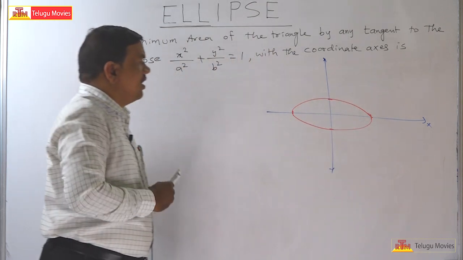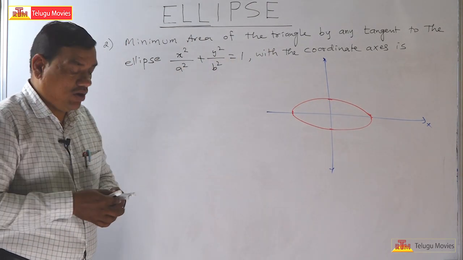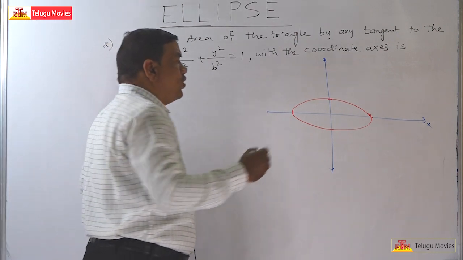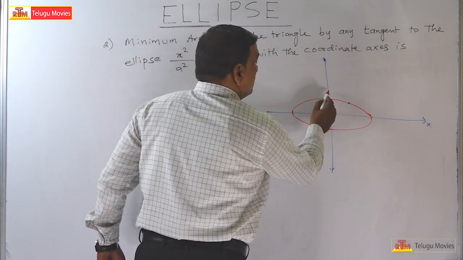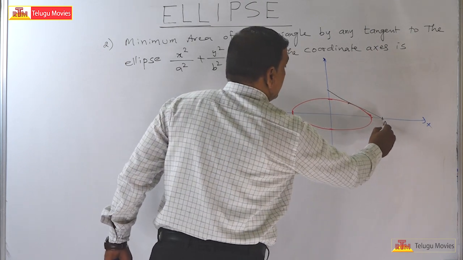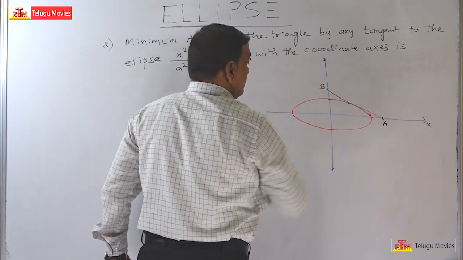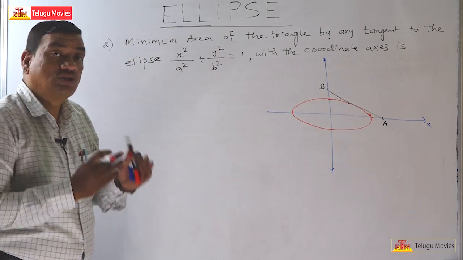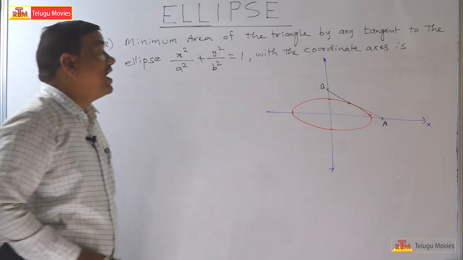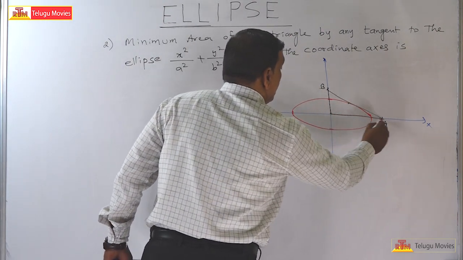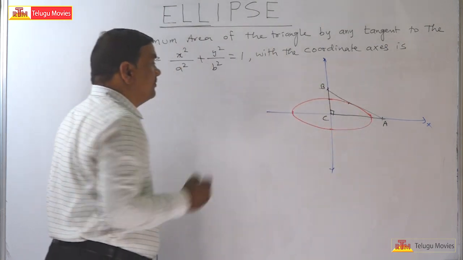On the ellipse, there are an infinite number of points. So, take any point as you like. If you draw a tangent like this, let it intersect the x-axis at A and the y-axis at B. Then he is asking to find out the minimum area of the triangle AOB. Let C be the center, ACB, minimum area.